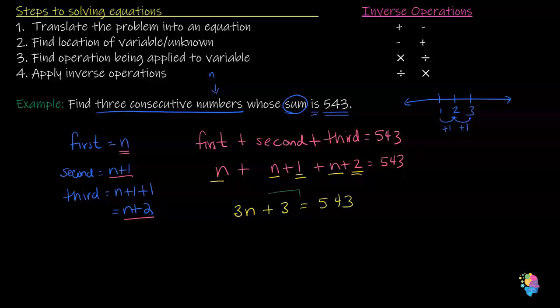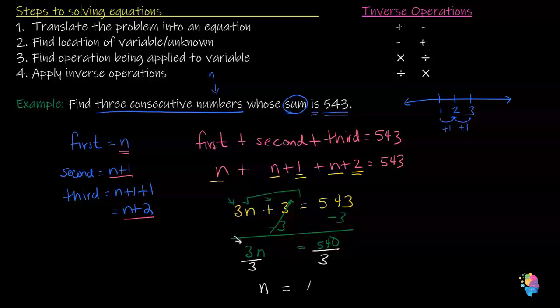From left to right, my variable is on the left and is being added 3 and multiplied by 3. So I'm going to subtract 3 first. From left to right, this is 3n. This goes to 0. And 543 minus 3 is 540. We're not done. We still have to remove this multiplication by 3, and we do that by dividing. 3 divided by 3 is 1, 1n or just n. And on the right side, 540 divided by 3 is equal to 180.